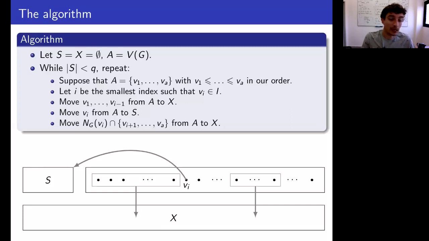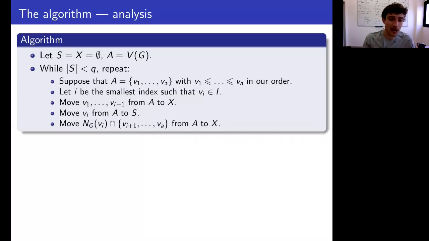So I claim that after this algorithm terminates, we have a pair of sets S and A with the desired properties. Note that certainly the set S has Q elements, and it's a subset of the independent set. What we need to show is that A has at most R elements, and that the set I is contained in S union A. So let's analyze the algorithm.